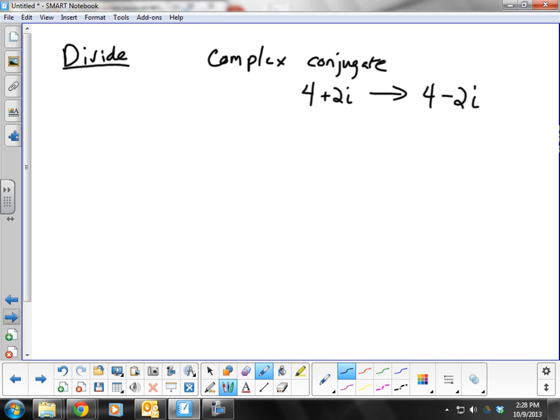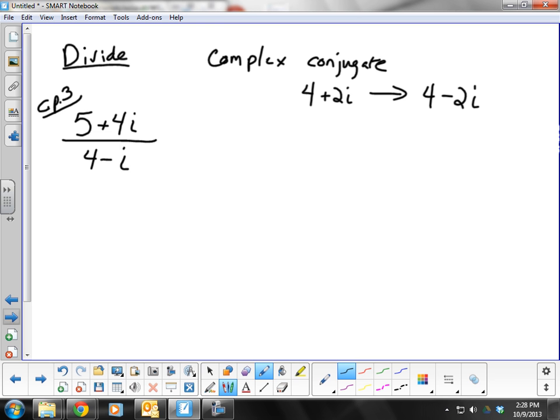Now, we use the complex conjugate when we divide because we really don't divide. It's kind of like fractions. You know how you never divided by a fraction? You always multiplied by the reciprocal? Well, I'm always going to multiply by the complex conjugate. So if I have, let's just give us our checkpoint number 3 here, 5 plus 4i divided by 4 minus i. So we're supposed to divide and put this in standard form.